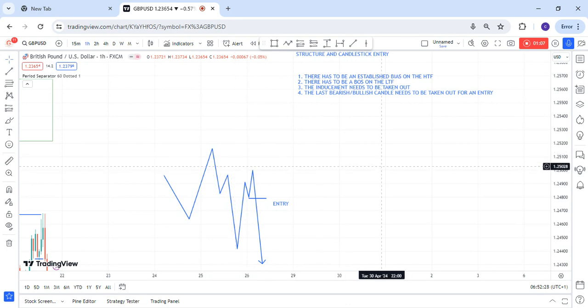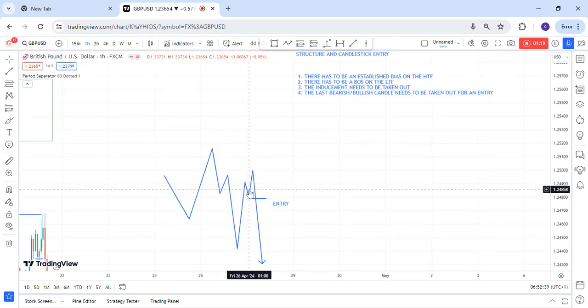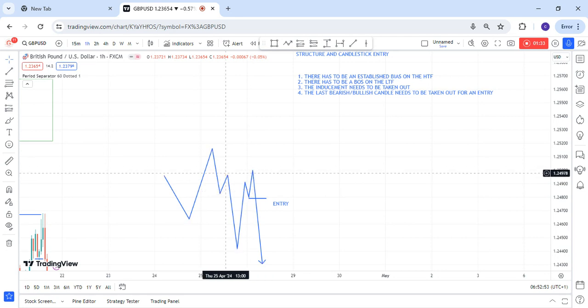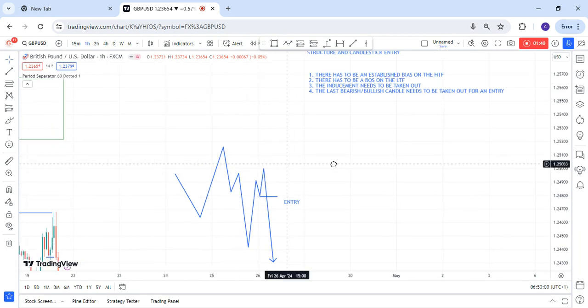Then the last thing I want to establish is that the last bearish or bullish candle needs to be taken out for an entry. In this very case, this is a bearish setup, so I will be looking for a bearish engulfing that needs to be taken out. In this very case, let us assume this was a bearish engulfing. The moment price comes after taking the inducement and takes this very bearish engulfing, then I have my entry. Let's see how this works in the chart.